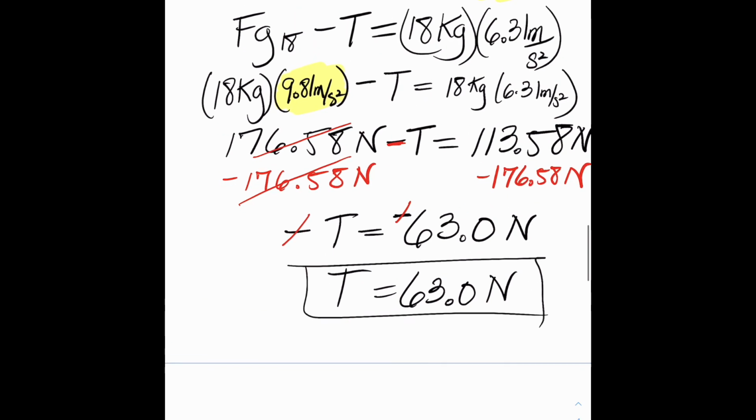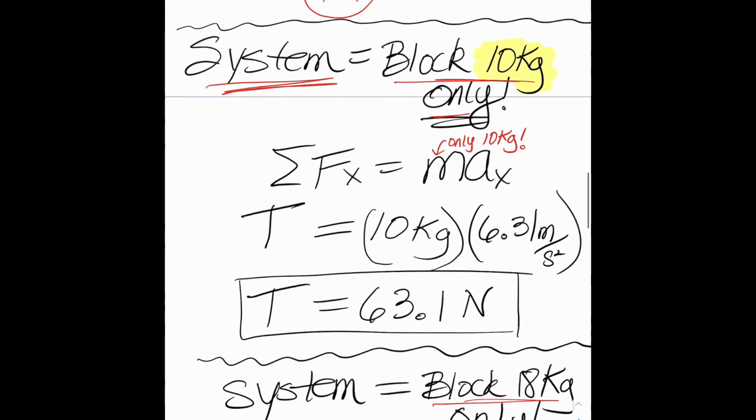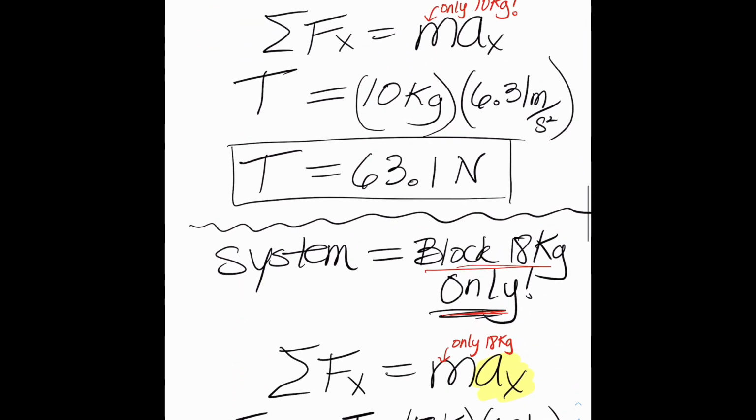Is it the same as looking at the 10 block only? Yeah. Well, you might say, well, it's slightly different. It's 63.1. That difference is insignificant. It's based on error, just error propagating through the problem because we calculated differently. So you have to know based on the problem whether or not that slight difference in numbers is error from the problem or if you did it wrong.